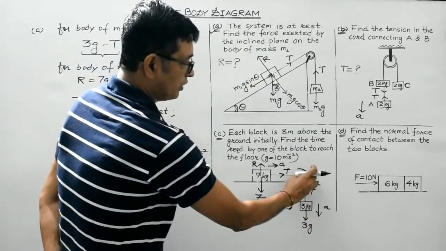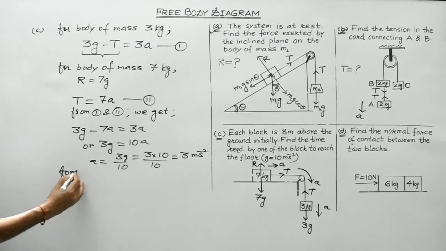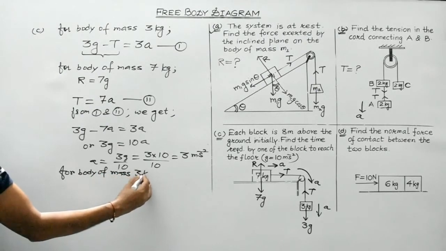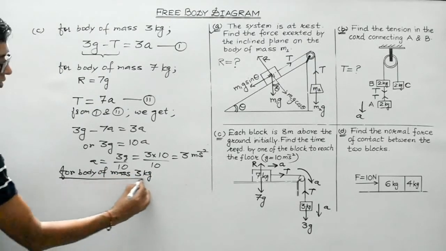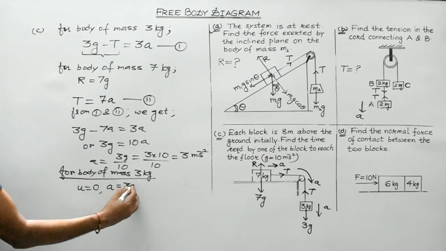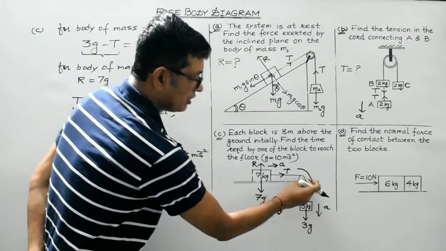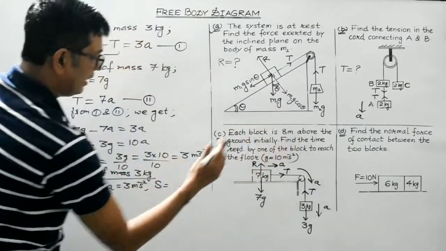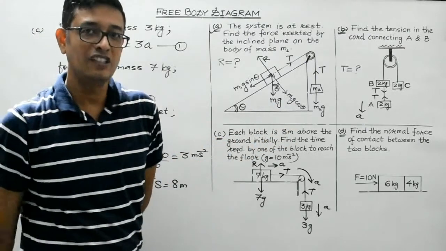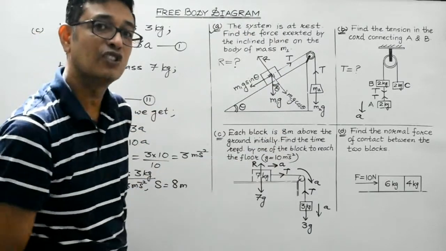Now initially the body is over here. Initially obviously it is at rest. So for the body of mass 3 kg, both the bodies are initially at rest. So initial velocity is 0. Acceleration of the body is 3 meter per second square. The displacement which it needs to cover so as to reach the floor is 8 meter. Initially it is at a height of 8 meter above the ground, right? So in order to reach the ground, it has to traverse a distance of 8 meter.